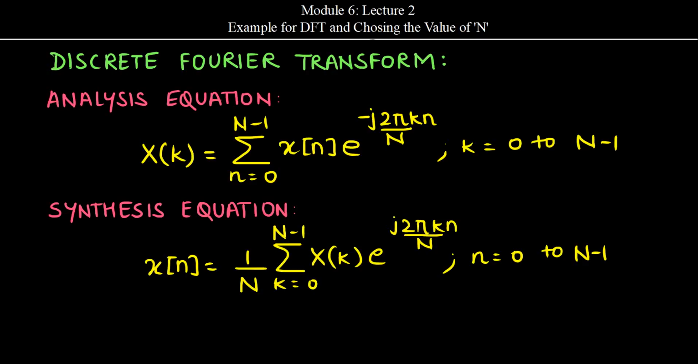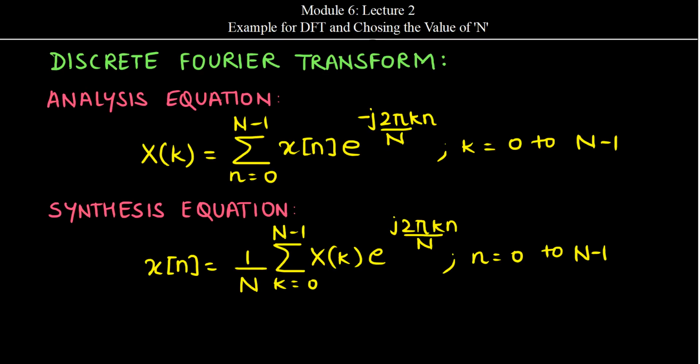In the previous lecture, we had introduced the concept of discrete Fourier transform and we had derived the analysis and synthesis equation for the same. Now the analysis equation for DFT is given like this, and we know that here this k, which is the domain of X of k, ranges from 0 to N minus 1, whereas this synthesis equation is given like this, and this n also ranges from 0 to N minus 1.